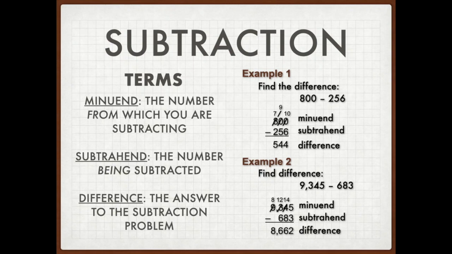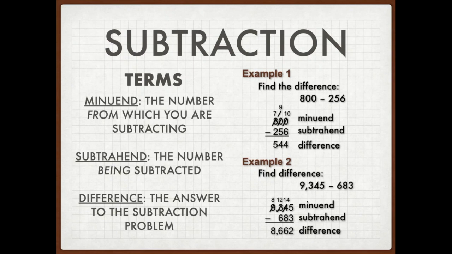So 10 minus 6 is 4. 9 minus 5 is 4. And then we have to take away from the 8, and that becomes a 7. 7 minus 2 is 5. Then the difference is 544. If you take a look at the next example, 5 minus 3, no problem, you have 2. But now the 4 is too small, so we have to turn that into 14.